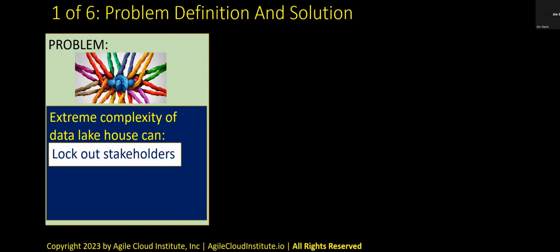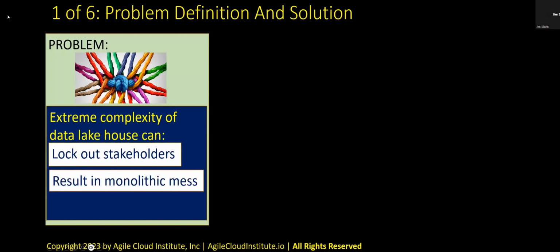Stakeholders can get locked out from design of the lakehouse because the lakehouse initiative is not easily organized in a form that lends itself to Agile product management. A monolithic mess can result that is hard to manage and evolve. Innovation can be prevented because the elements of a data lakehouse are not naturally organized in a way that integrates with the enterprise's project management processes as well as it could.